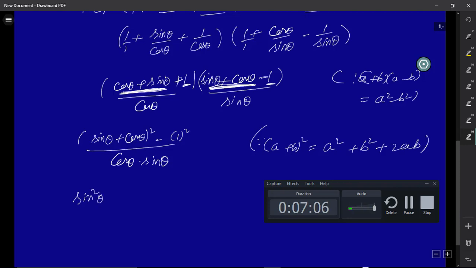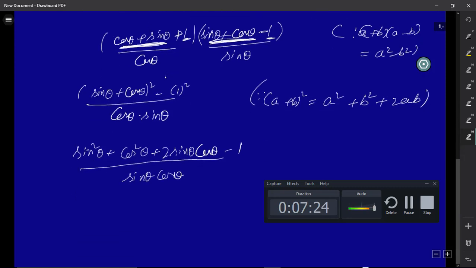It should be sin square theta plus cos square theta plus 2 sin theta cos theta, minus 1 square is how much? 1 by this, I am writing as it is. I am just rearranging sin theta cos theta, writing it as it is. Now sin square theta plus cos square theta should be equal to 1, because we know this is a trigonometric identity. Sin square theta plus cos square theta is equal to 1.